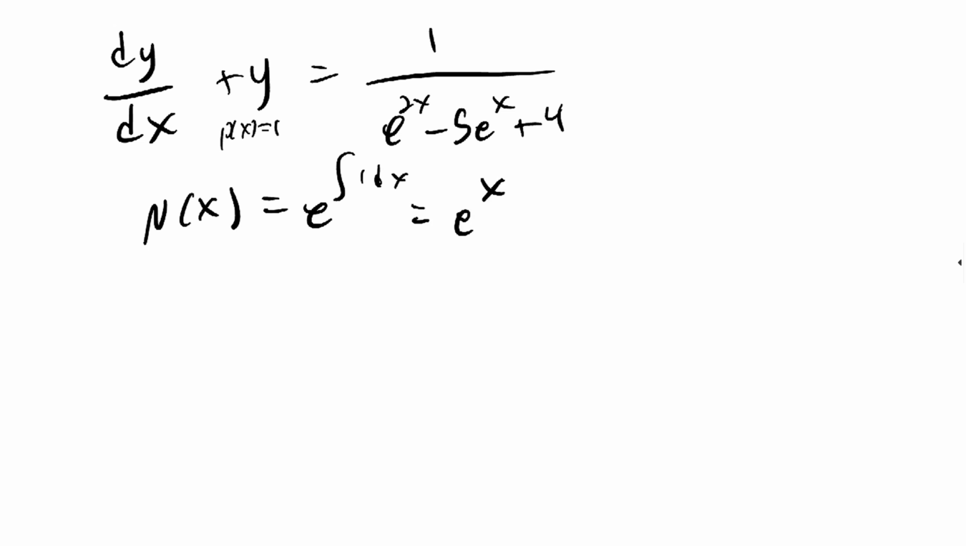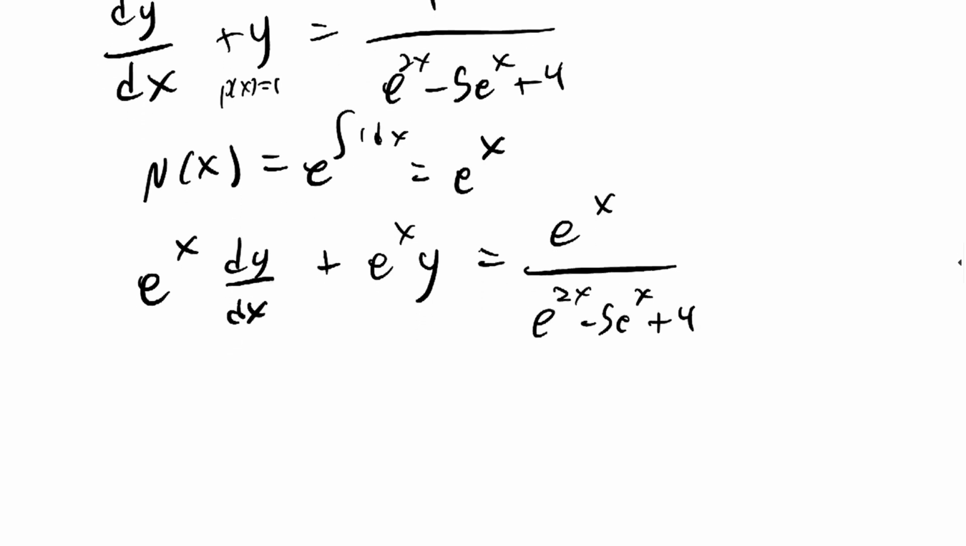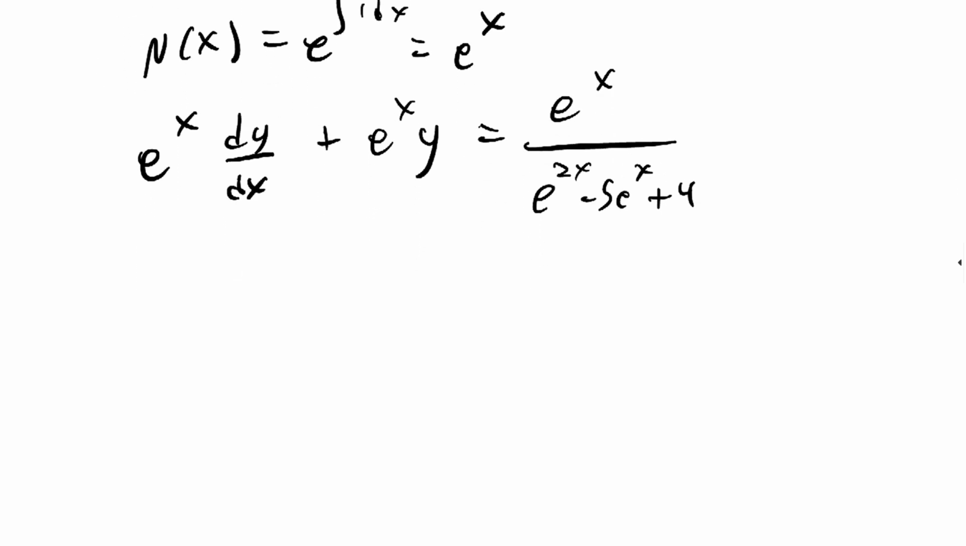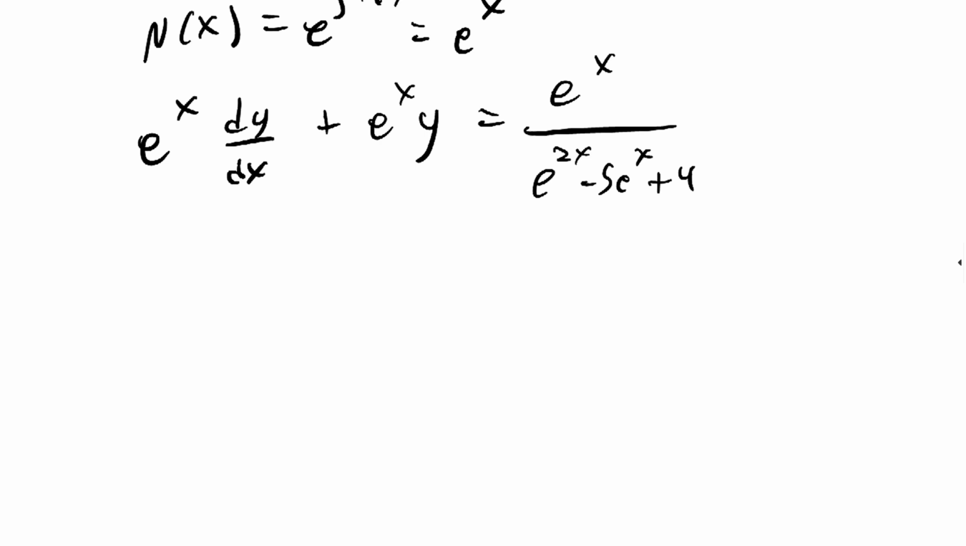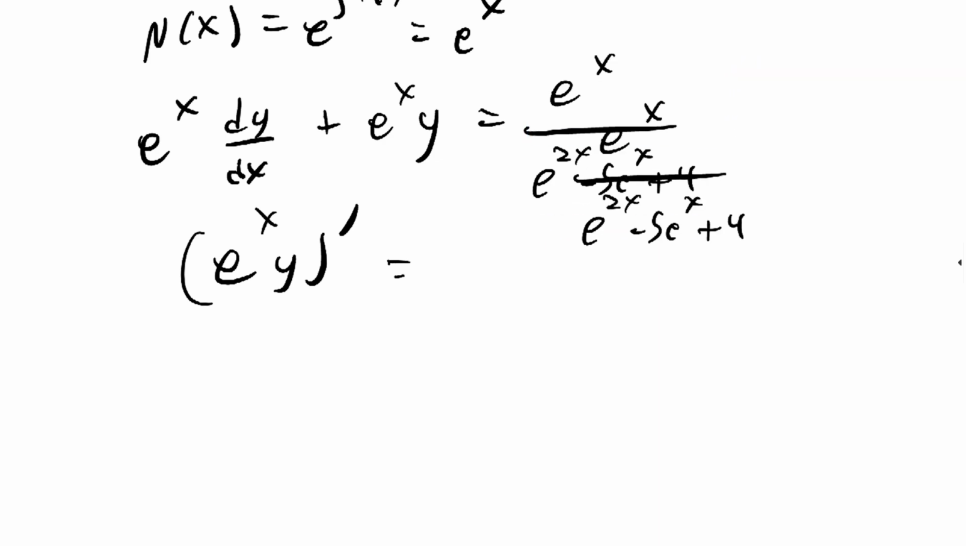Now we're going to multiply everything by e to the x, dy dx, and then of course it's going to be adding e to the x y is equal to e to the x over e to the 2x minus 5e to the x plus 4. And the same thing, the left hand side is just a result of product rules, so this is really e to the x y prime is equal to all of this jumbo right here, which I'm just going to duplicate.